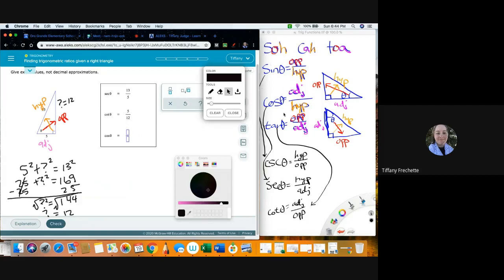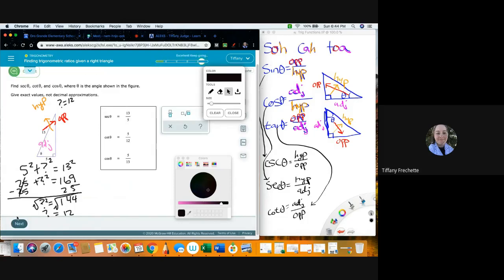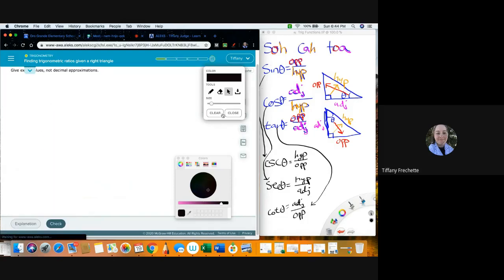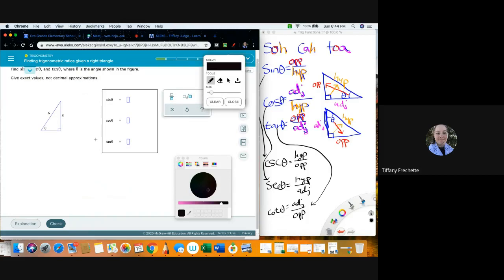And then cosine, we're going back to one of our original ones we've used a bunch of times. So adjacent over hypotenuse. So 5 over 13. All right, and then we're going to click check. There we go. Okay. Next, clear. Okay. So let's go ahead and label this up the way we need to.